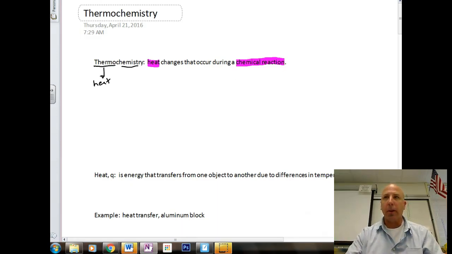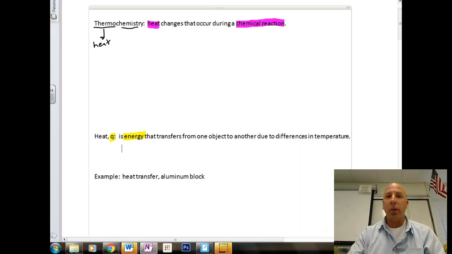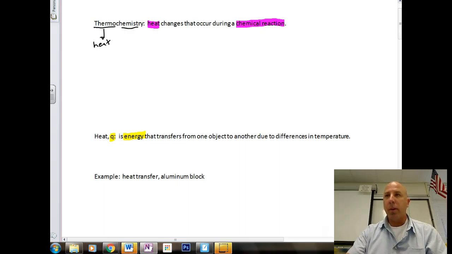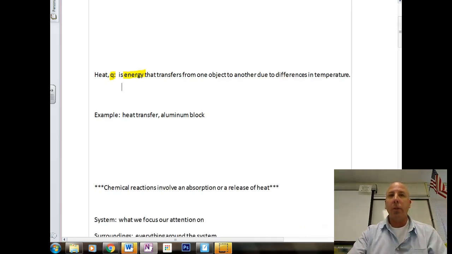So let's talk about heat really quickly here and define it. Heat, we're going to use the symbol lowercase q for heat, is energy. Heat is energy that has the ability to do work and transfers from one object to another object due to differences in temperature. We did talk about temperature, how we can measure the average kinetic energy of several molecules, and that would be its temperature. So let's give you an example of heat transfer from two objects that have differing temperatures.